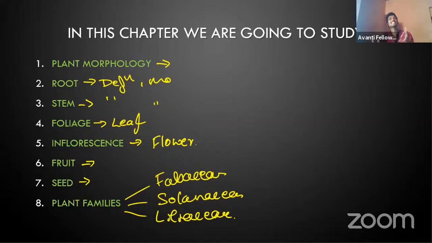So the changes which happened, and in the modification for storage or for different purposes, what changes happened in the plant, everything we will see. Once this chapter is over, plant morphology will be almost completed. So you can differentiate different parts of the plant, and you can differentiate based on their function.